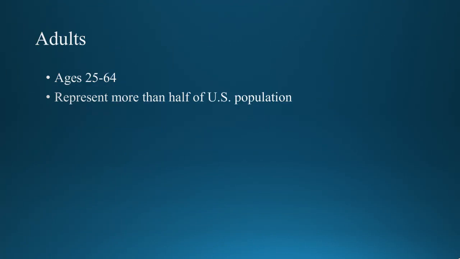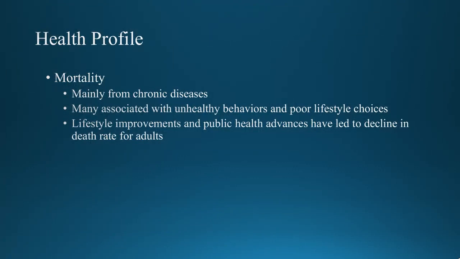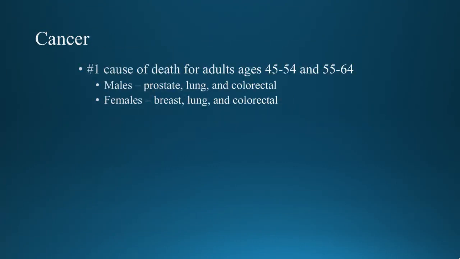Moving on to adults, these are between the ages of 25 and 64. And it represents more than half of the US total population. We look at mortality rates for adults, and these mostly come from chronic diseases, so non-communicable diseases. And many of these are associated with unhealthy behaviors and poor lifestyle choices. So if we can help adults improve lifestyle, we can improve the health of our adult population. And as a result, and we have done so, the death rates for adults have declined in the past few years.